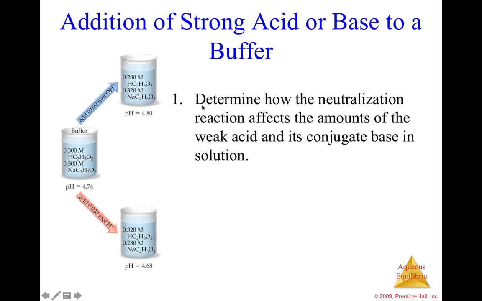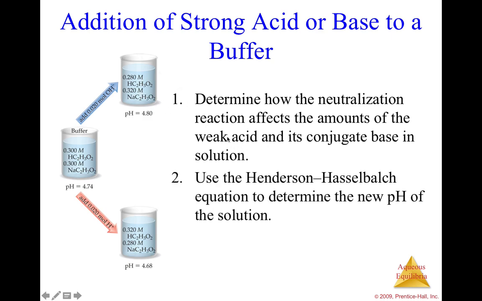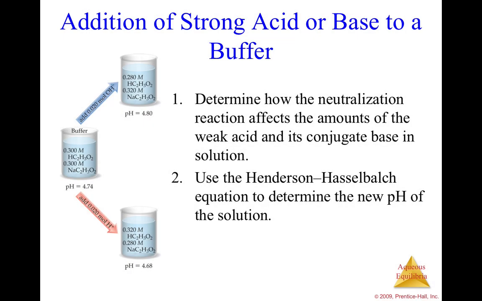So we have to determine how that acid-base neutralization reaction affects the amount of weak acid and conjugate base in the solution. Number two, use HH to determine the pH of the new solution, because this is a buffer. Right? So this pH was calculated using HH. And we're going to look at these two steps in detail with the next practice exercise.